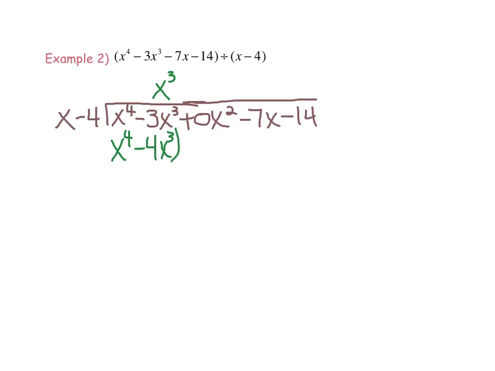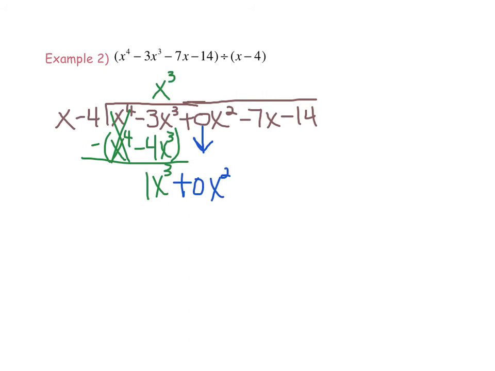Now I'm ready to subtract each term from the one above. So x to the fourth minus x to the fourth is 0. It cancels out. And then I have negative 3x to the third power minus negative 4x to the third power, and that is going to be positive 1x to the third power. Now you don't have to show the 1, but for teaching purposes I will. Now we're ready to bring down the next term, which will be our placeholder, plus 0x squared.